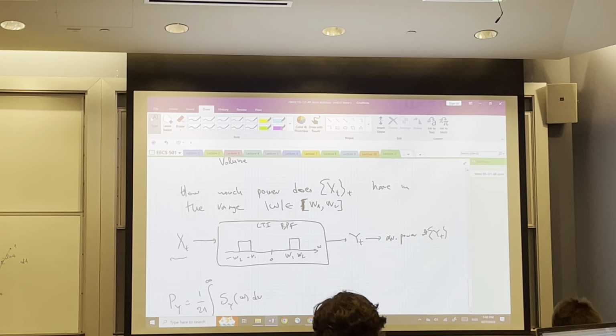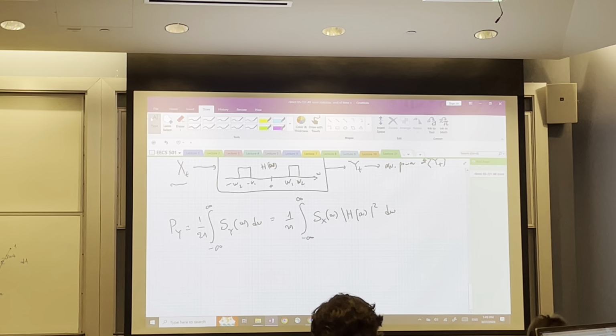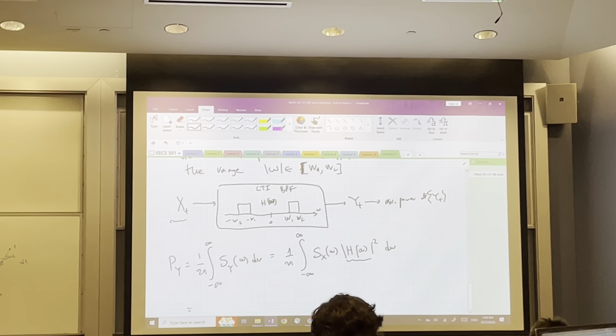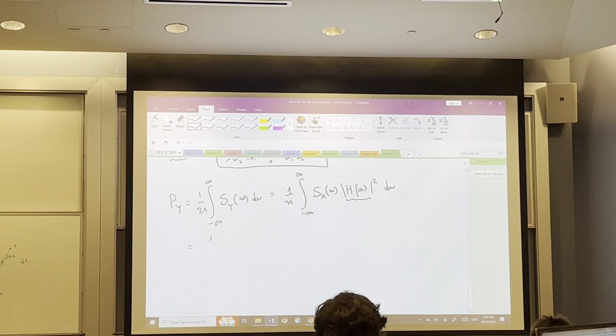So if this is my H of j omega, H of omega, then this is 1 over 2 pi, integral from minus infinity to infinity, Sx of omega times the norm squared of H of omega, d omega. Okay, but what is that? Well, H of omega is just 1 between omega 1 and omega 2 and 0 elsewhere. So this is 1 over 2 pi, integral over all omegas between omega 1 and omega 2 of Sx of omega d omega.